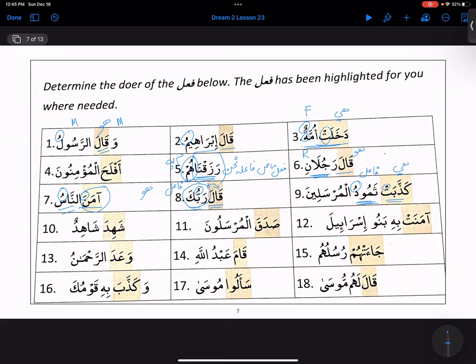Rejected the messengers. Al-Mursalina. What status is Al-Mursalina? It is Nasab. Nasab or Jar, right? So they rejected the messengers. It could be Nasab or Jar, but there is no reason for this to be a Jar, right? There is no harfu Jar. So that's why we're going to take it as a Nasab. And Nasab is Maful. So the nation of Samud rejected. Who did they reject? The messengers. So Al-Mursalina is Mafulun Bihi over here.